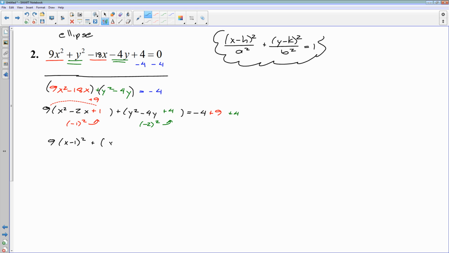Let's see. Then this factors to (y - 2)^2 equals negative 4 plus 9 plus 4 is 9.